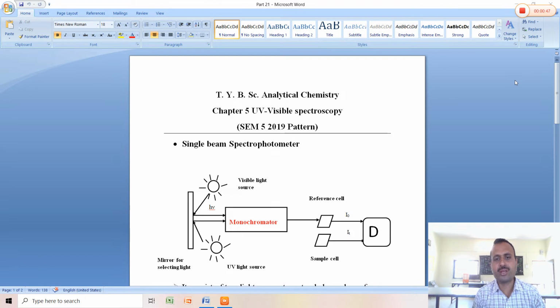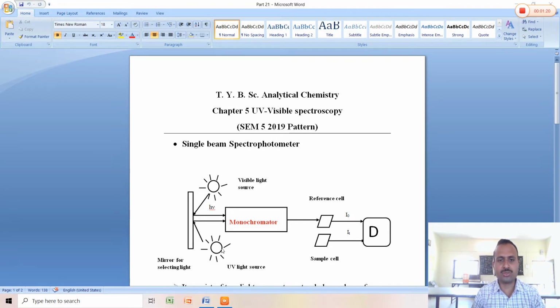Now here, a typical diagram of a single beam spectrophotometer is as shown in the figure on this board. There are two sources employed in the single beam spectrophotometer. One is a UV source of light, another is a visible source of light. We know that for the visible source of light, a tungsten filament lamp is generally used, while for the UV light source, we use discharge lamps like mercury, xenon, or any type of deuterium discharge lamp.